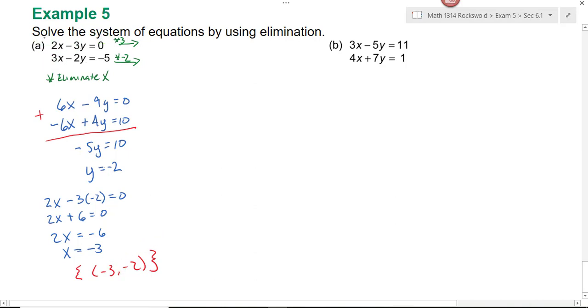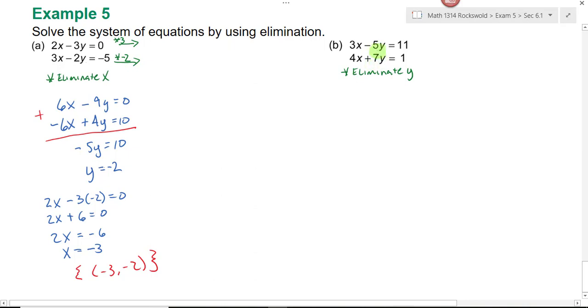If it makes one of the equations true, it's going to make the other one true, so we're going to stop with that. Now let's look at part B. The first thing I need to do is pick a variable to eliminate. Here I want to eliminate the y's because I have one that's positive and one that's negative, so half the work is done. I would like to avoid multiplying by negatives if I could.